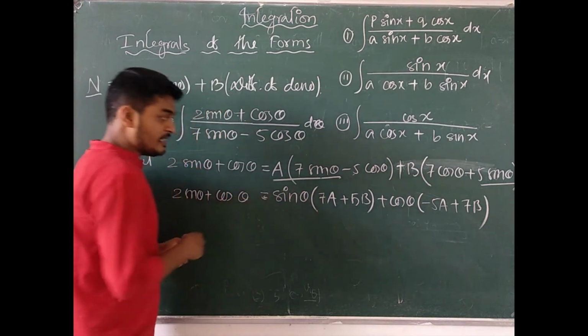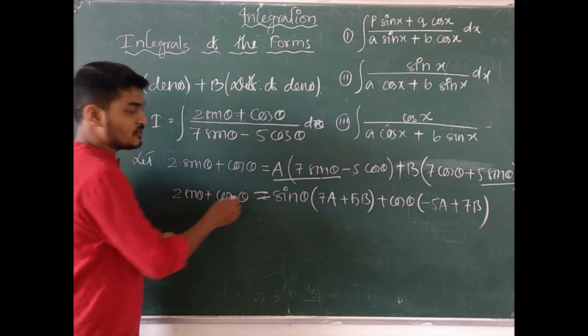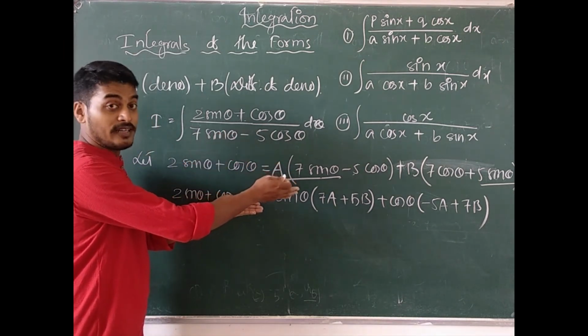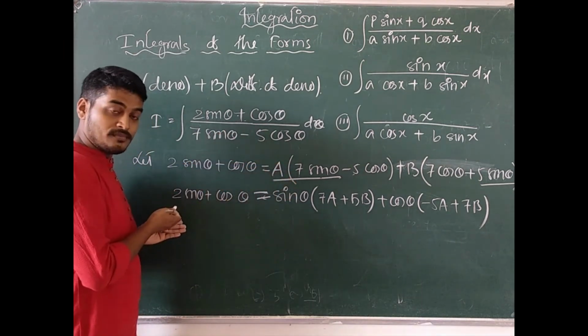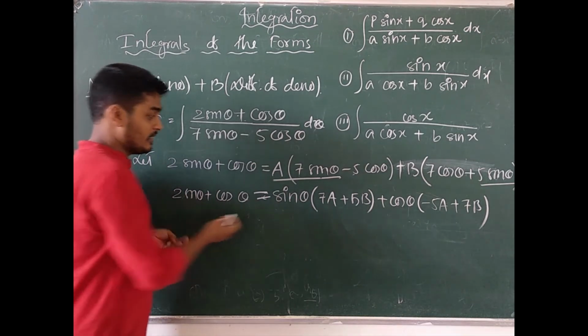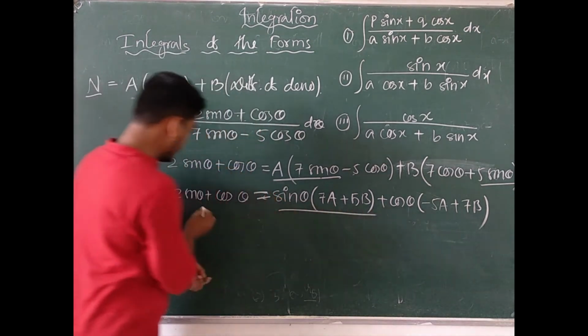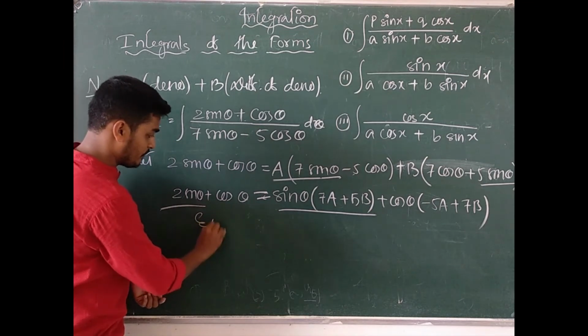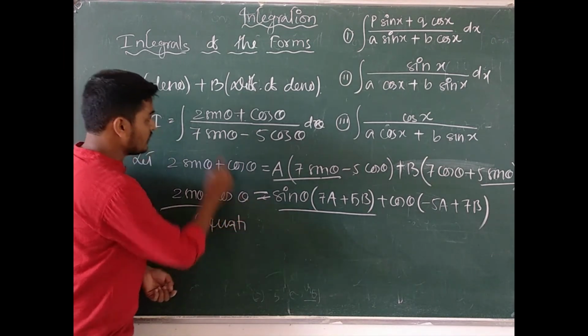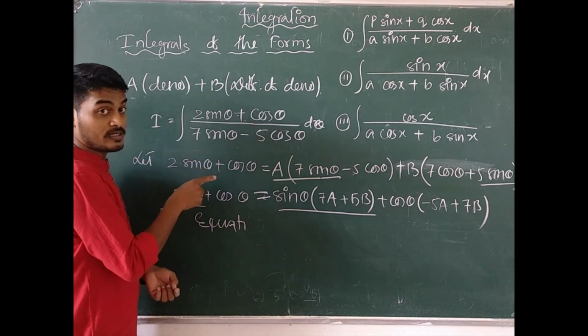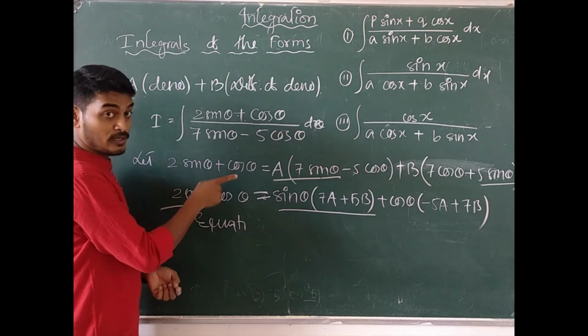Now you can easily equate. As the equal sign is there, the term which lies on the right hand side is exactly equal to the term which lies on the left hand side. That means this expression is exactly equal to this one. Equating, our main aim is to find out the value of a and b for us.